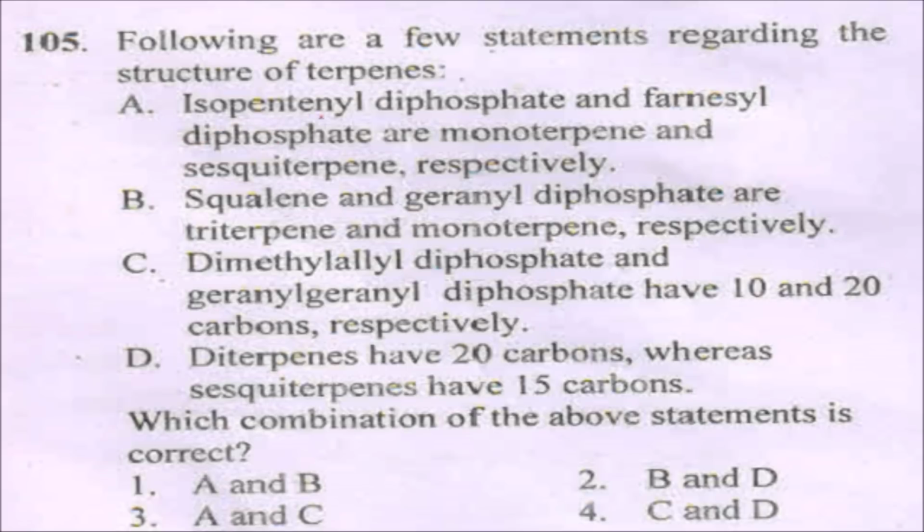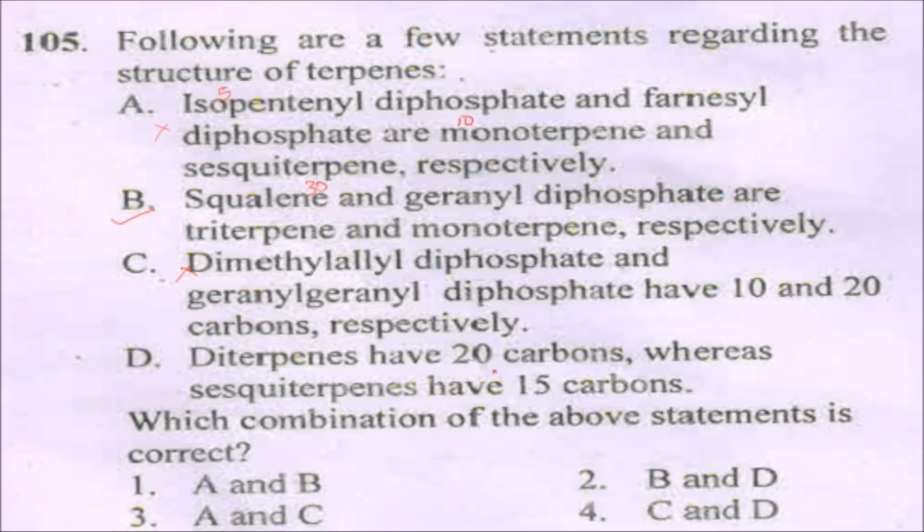First says isopentenyl diphosphate and farnesyl diphosphate are monoterpenes and sesquiterpenes respectively. Isopentenyl is a 5 carbon compound, so it is not a monoterpene, because monoterpenes have 10 carbons, so the statement is wrong. Next is squalene. Squalene is a 30 carbon compound, and geranyl diphosphate are triterpenes and monoterpenes respectively. The statement is true. Next is dimethylallyl diphosphate and geranyl diphosphate having 10 and 20 carbons respectively. No, it is not so.